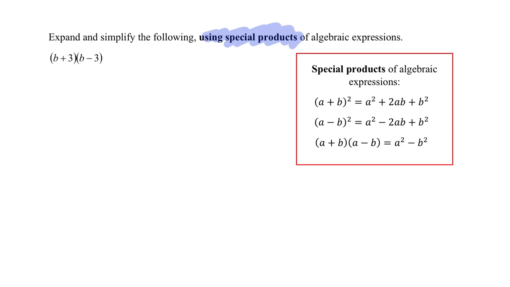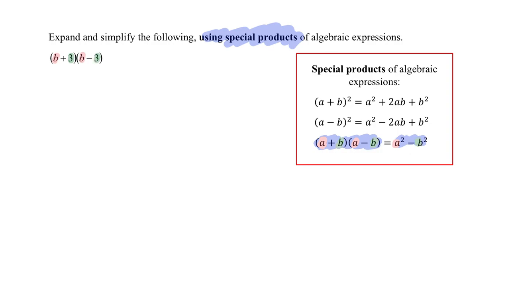And notice, you must select or choose the correct special product. So in this case, I'm going to go with this a plus b times a minus b because I do see this as the correct one. And later on, you will then see me substituting my A as B and my 3 as my B.